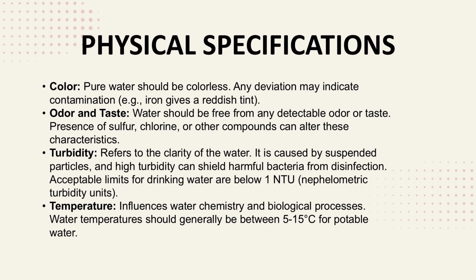Turbidity. This refers to the clarity of water. High turbidity means more suspended particles, which can harbor harmful bacteria. For drinking water, turbidity levels should be below 1 NTU, ensuring it is safe and clear. Temperature. Water temperature also matters, as it affects its chemistry. For potable water, an ideal range is 5 to 15 degrees Celsius, which helps maintain biological processes and chemistry.